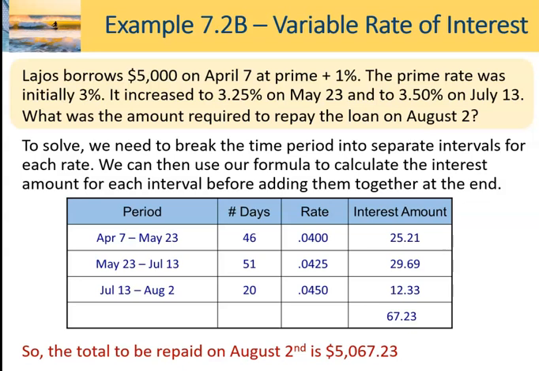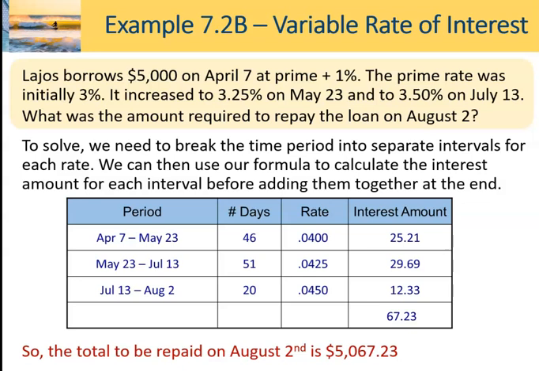So the first one from April 7th to May 23rd, when it changed, is 41 days. 46 days at a rate of 4%. So the amount of interest on that was $25.21. So give that one a look, make sure you understand that. And then at the end, after calculating those 3 time periods and doing the interest calculation, then your total interest that's going to be payable is $67.23.